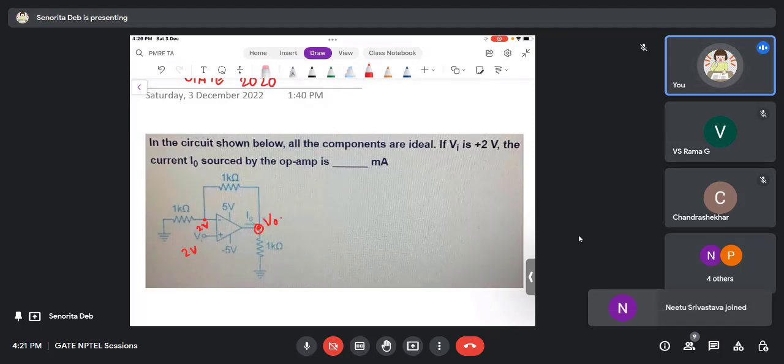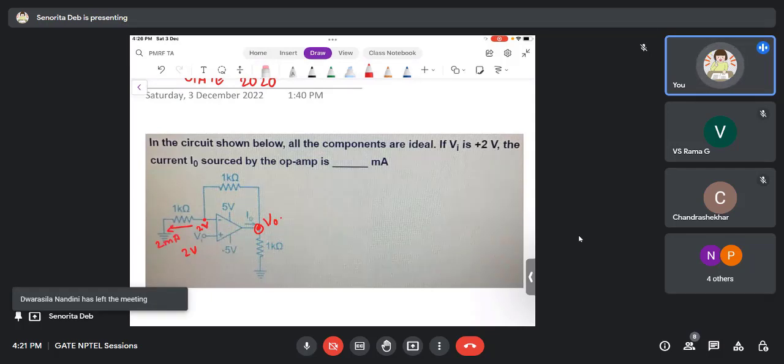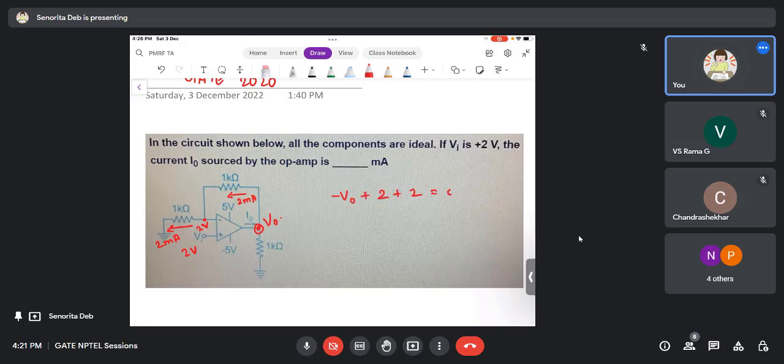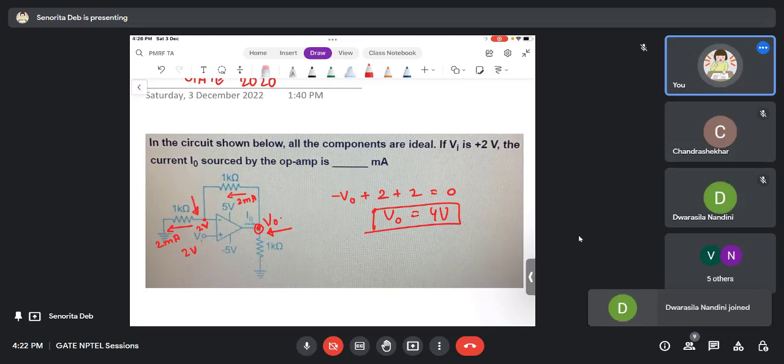If this is 2 volts, that means this current is 2 milliampere. If this current is 2 milliampere, what goes inside the op-amp is 0. So this is in this direction 2 milliampere. If this current is 2 milliampere in this direction, what is your V naught? V naught is 4 volts. You cannot find V naught through this node. You have to find V naught by applying KCL at this node, or a KVL equation. So I had applied the KVL in this loop. Okay, so V naught is 4 volts.